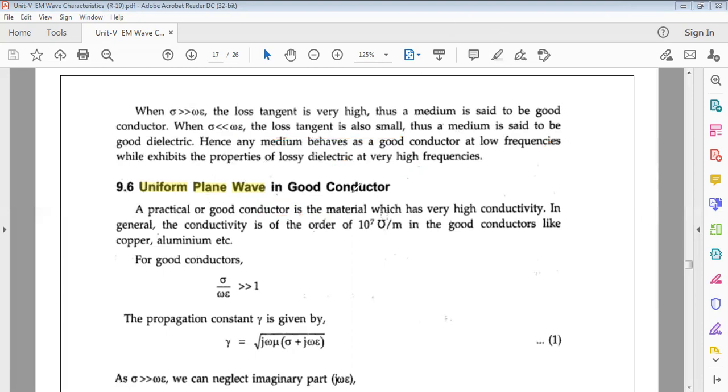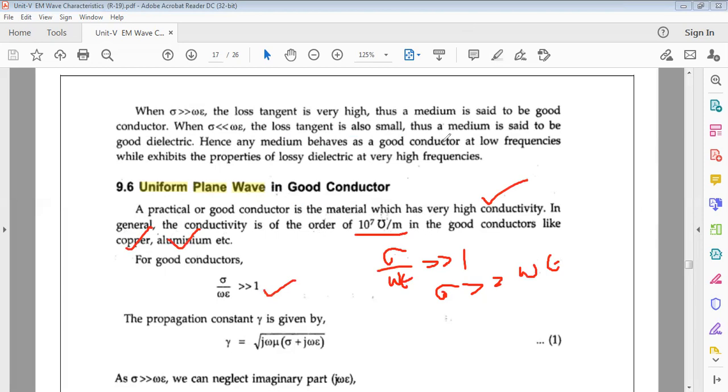Now we go for another one, the uniform plane wave in a good conductor. Good conductor means conductivity is high. Conductivity is high means sigma by omega epsilon is very much greater than 1. So sigma is very much greater than omega epsilon, and here you can neglect omega epsilon, because we are considering the uniform plane wave in a good conductor. A practical or good conductor is a material which has very high conductivity. In general, the conductivity is of the order of 10 power 7 mho per meter for a good conductor like copper, aluminum, etc. So it is very much greater than 1.